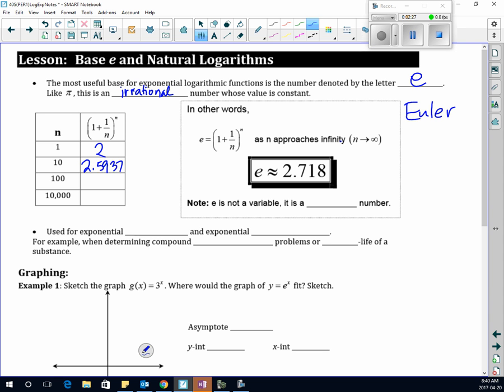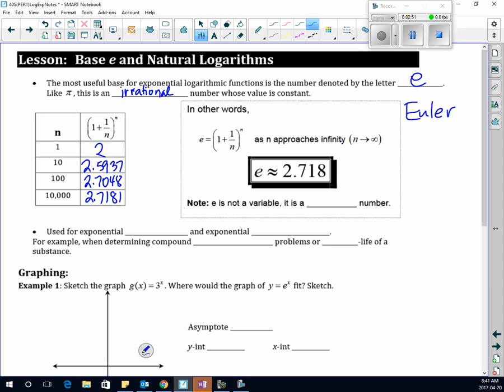Does everybody know where they're going? Go to your table set. Start at 100 this time. Go to table. What do you get? 2.7048. Go to your table set, go to 10,000. And then in your table, you get 2.7181.